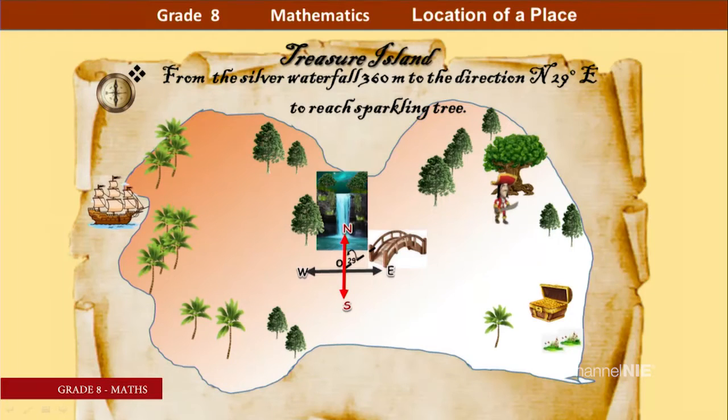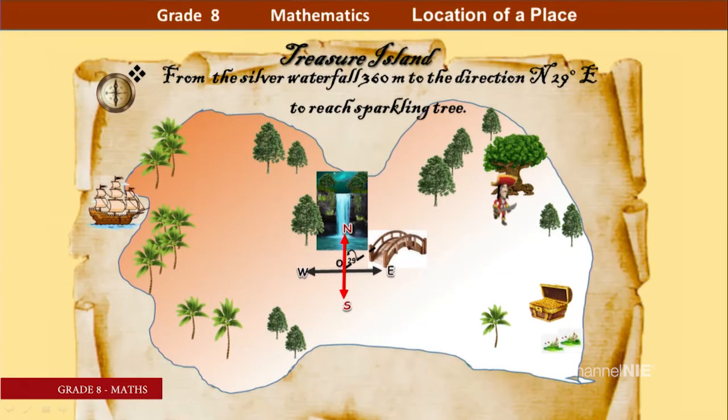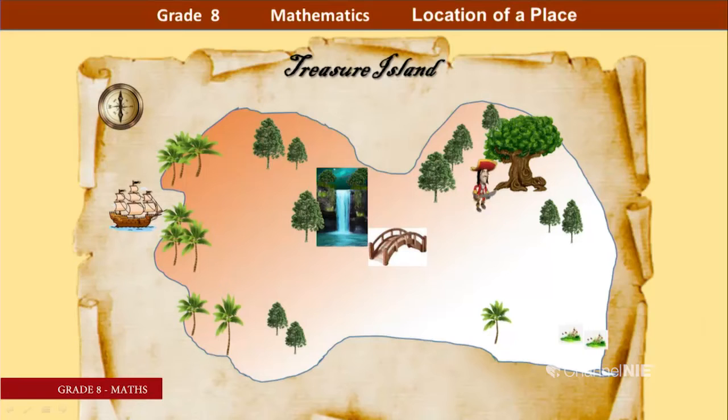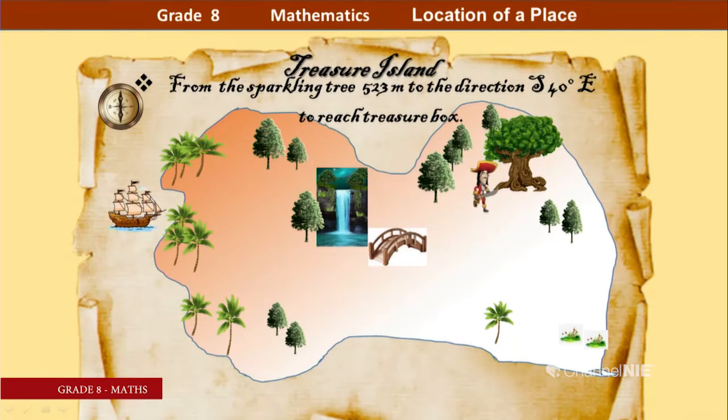Oh, he was able to do that. Good. It means that he followed the direction and the distance correctly. Now he is at the final stage to find the treasure. We will see the final step. Now he is at the sparkling tree. What is the direction from the sparkling tree? Yes, from the sparkling tree, 523 meters in the direction 40 degrees south to east. Then he could reach the treasure box.